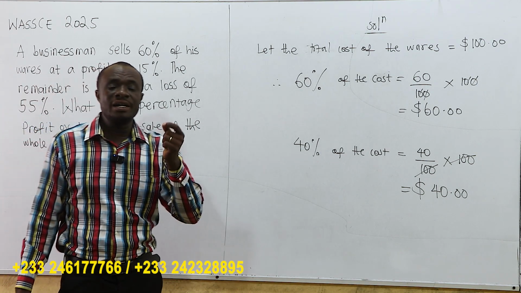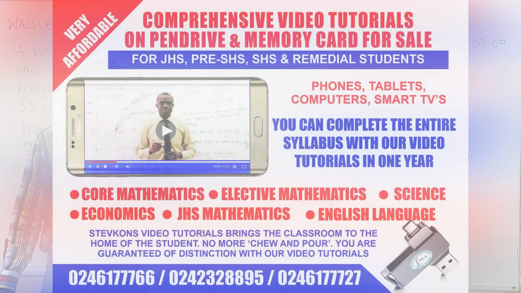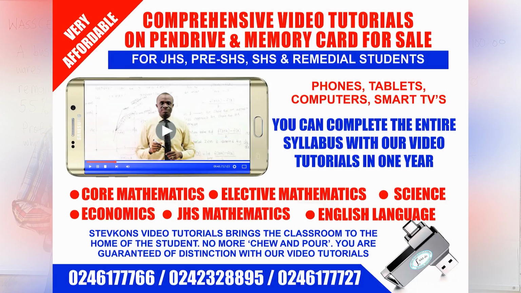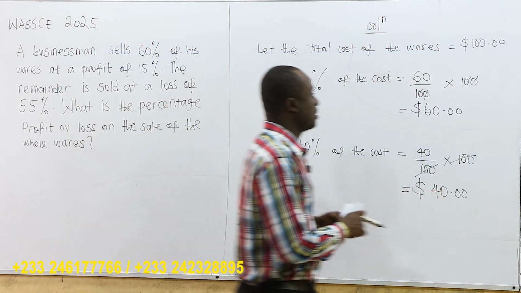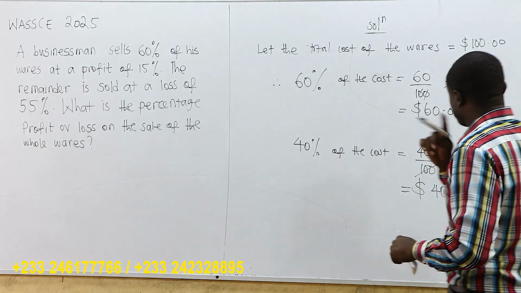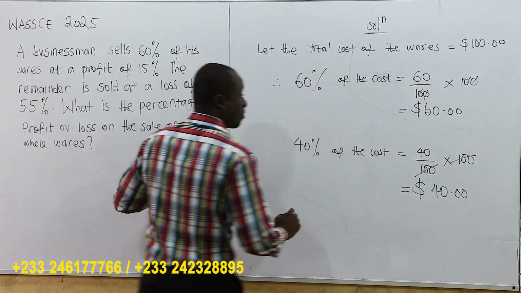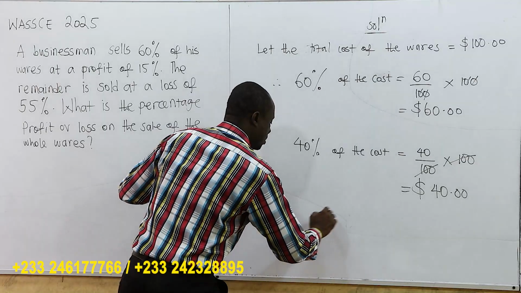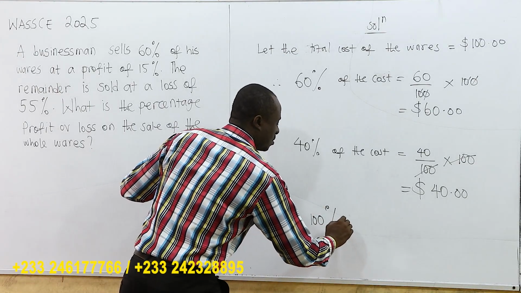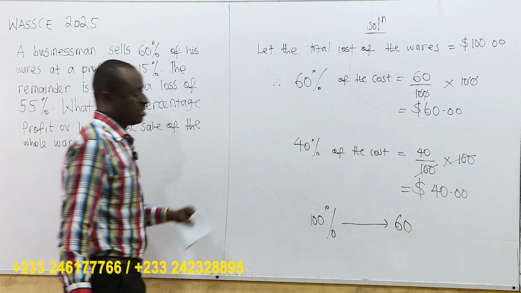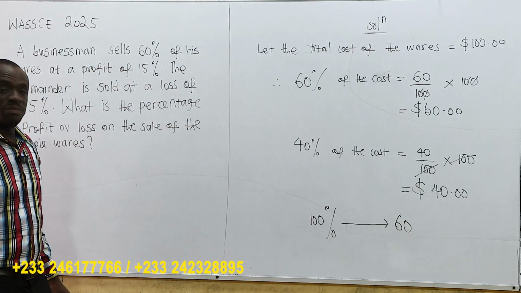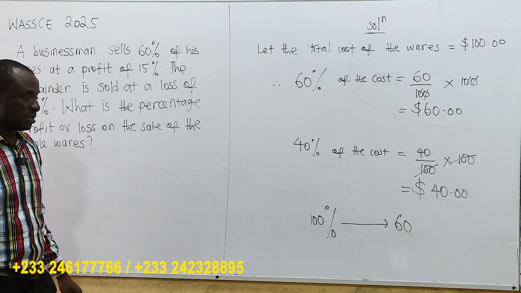Now we are being told that he sells 60% of his wares at a profit of 15%, and because it's profit, we add the 15 to 100%. We know that the cost always corresponds to 100%. So the first 60%, we know that 100% is mapping to the cost price, which is $60.